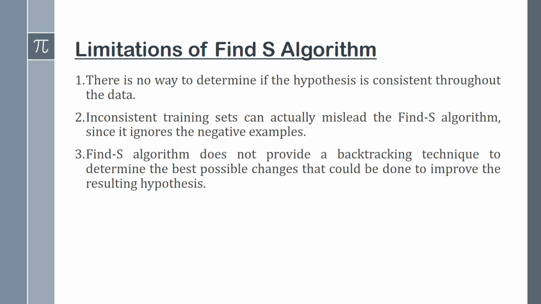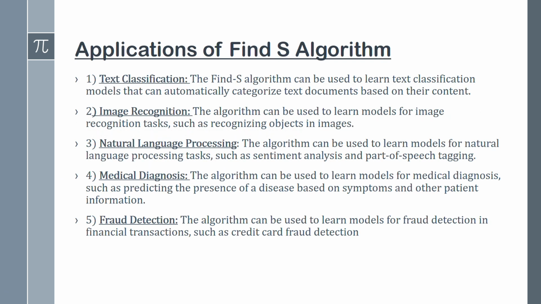Some of the limitations of the Find-S algorithm: there is no way to determine if a hypothesis is consistent throughout the data. Inconsistent training sets can mislead the Find-S algorithm, since it ignores all the negative examples. The Find-S algorithm does not provide a backtracking technique to determine the best possible changes that could be made to improve the resulting hypothesis. So what are the applications of the Find-S algorithm?